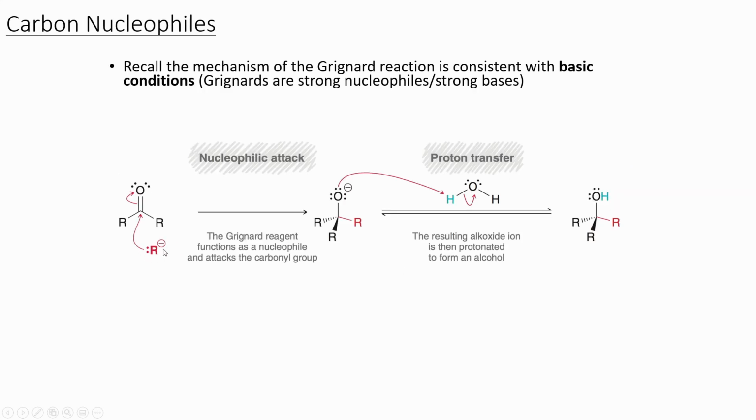Mechanism: whatever Grignard reagent we have attacks the carbonyl carbon, pops open the ketone, which then can form the alcohol through a proton transfer. And this is consistent with the basic condition mechanism that we looked at, similar to the hydride mechanism.